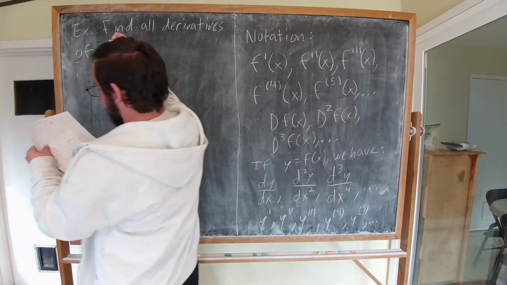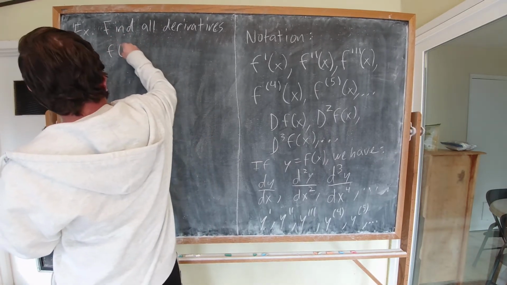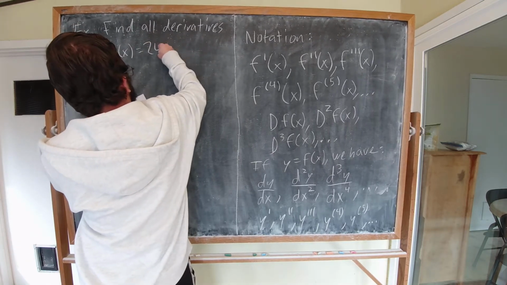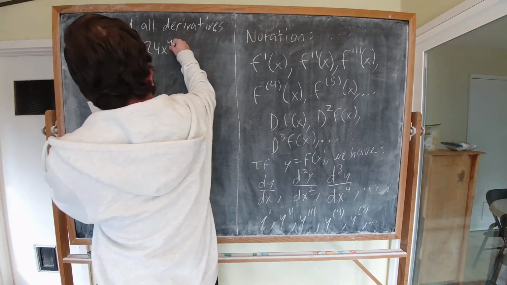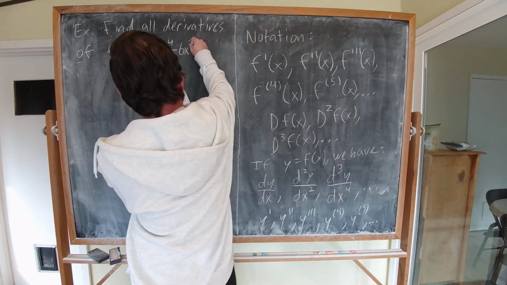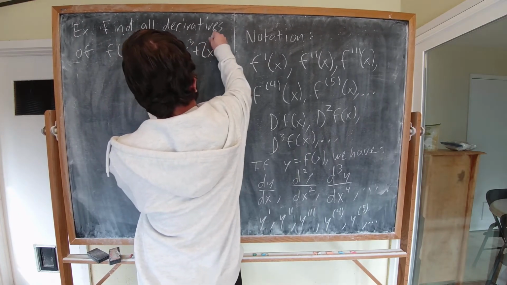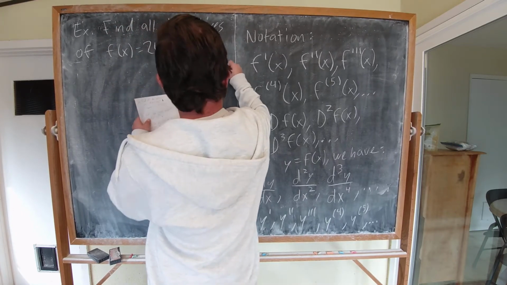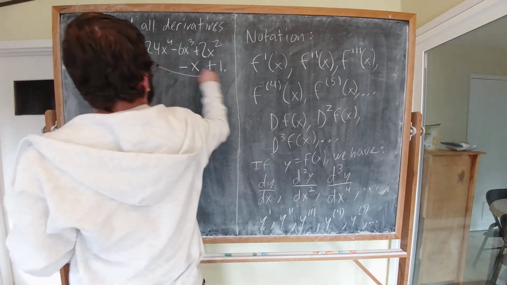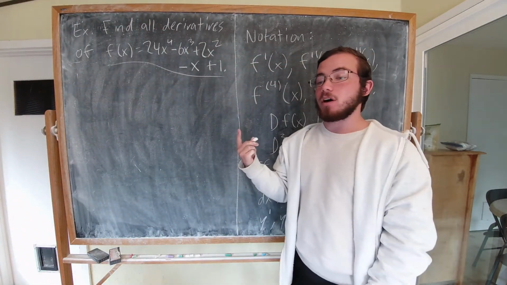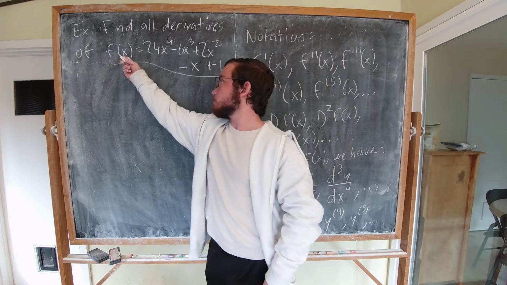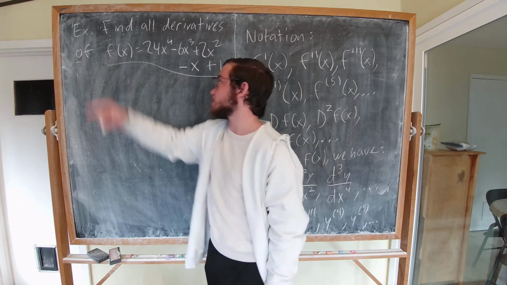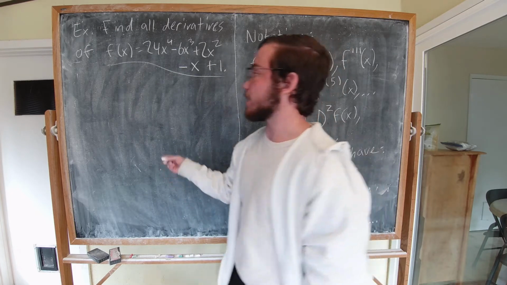So find all derivatives of f of x equal to 24x to the fourth minus 6x cubed plus 2x squared minus x plus 1. Alright. Okay, well, technically, this is our 0th order derivative, right? Taking no derivatives at all, just f of x. Let's start down the chain.